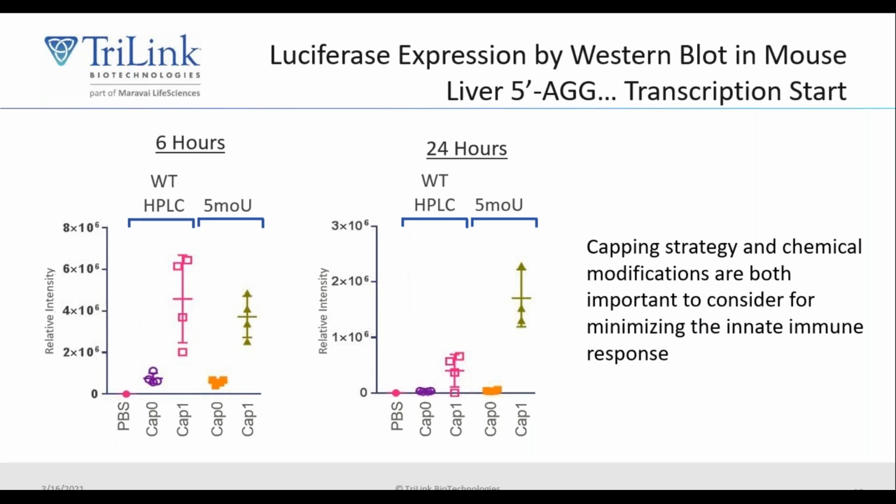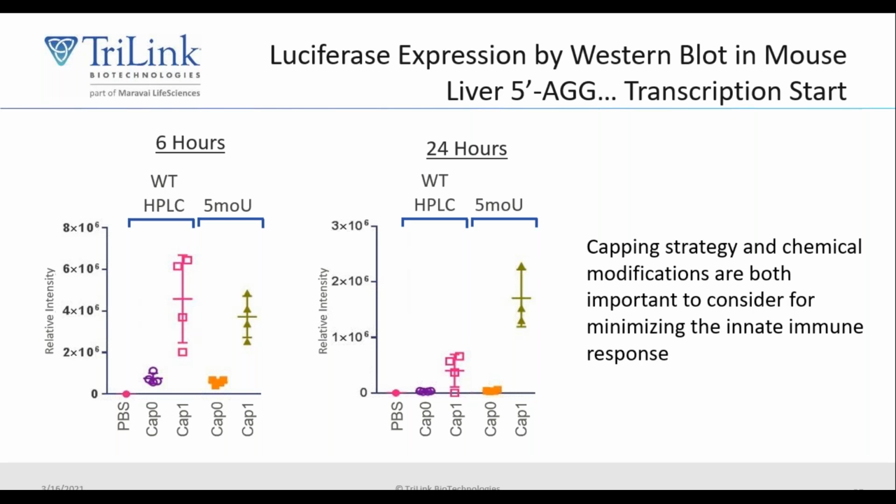As you can see, the cap strategy and modifications play a significant role in luciferase expression. Samples performed best that had the 5-methoxy-U modification and a Cap1 structure, which is pretty in line with what we expected based on some of the previous data that we were showing. We were able to see strong fluorescent signal in this category even 24 hours post-injection. The next that performed best was the HPLC purified using wild-type bases and a Cap1 structure.